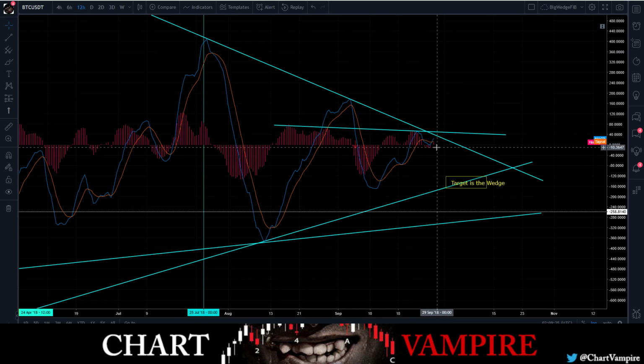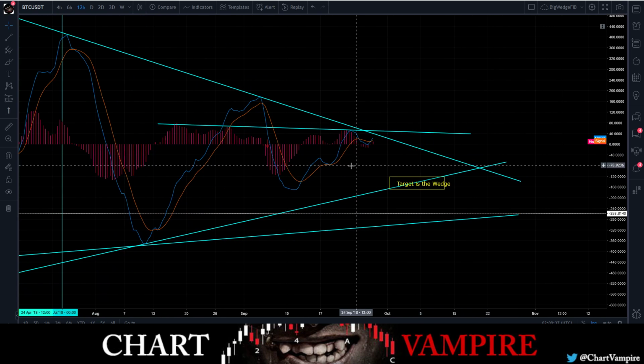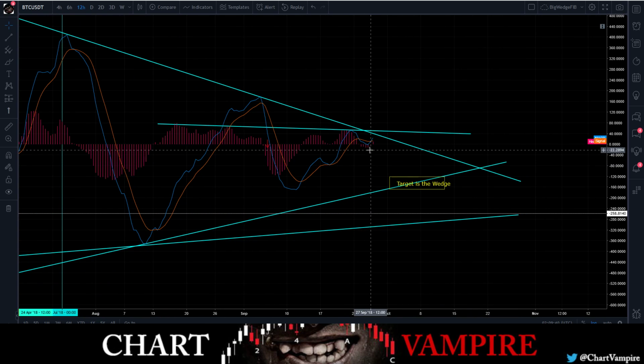So we're coming down now. We had a neutral RSI in here, almost a very flat histogram. We had a very flat histogram.